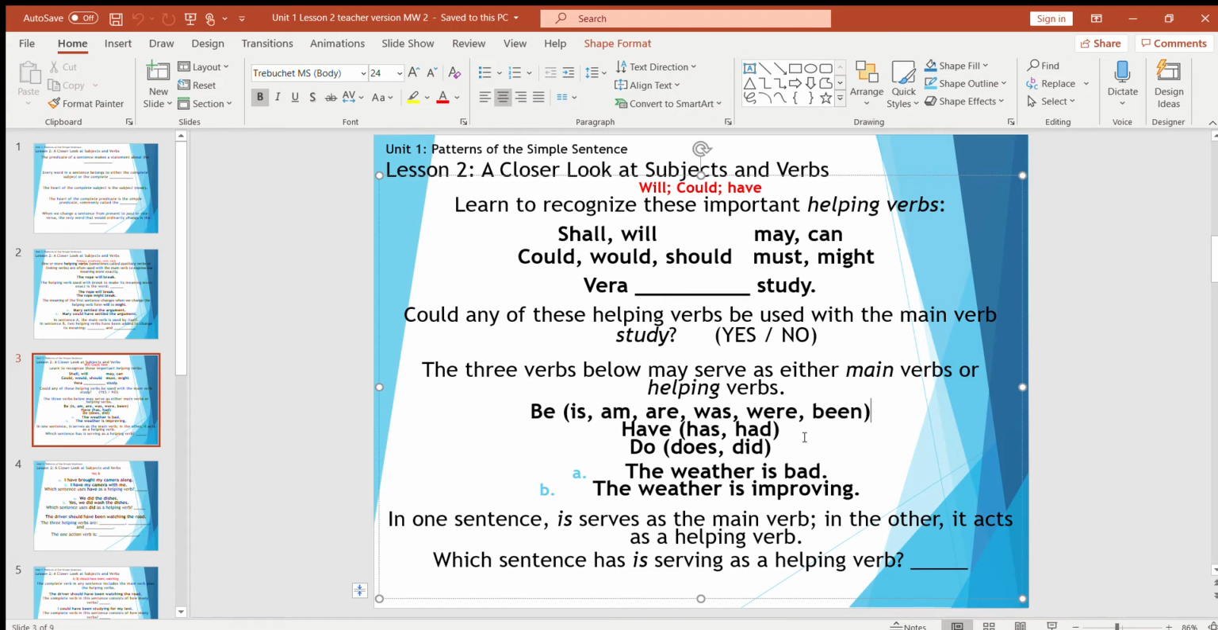If you are in Spanish, I think it's ser maybe is the verb for be in Spanish. I took French. In French it was être.